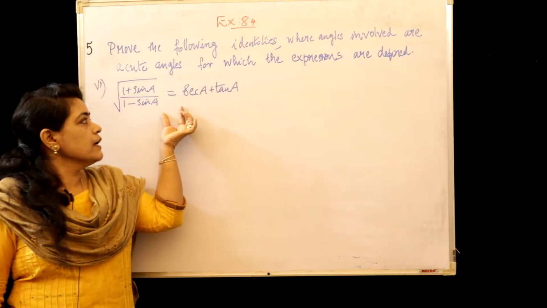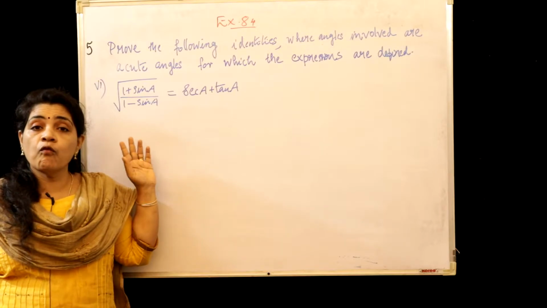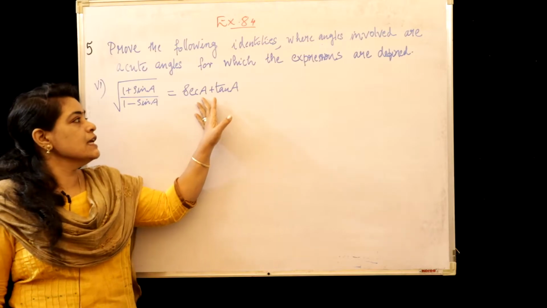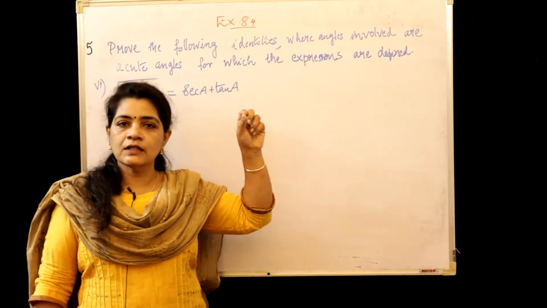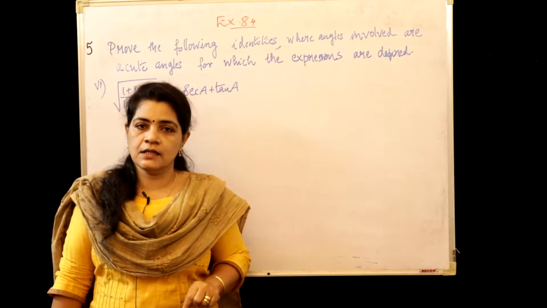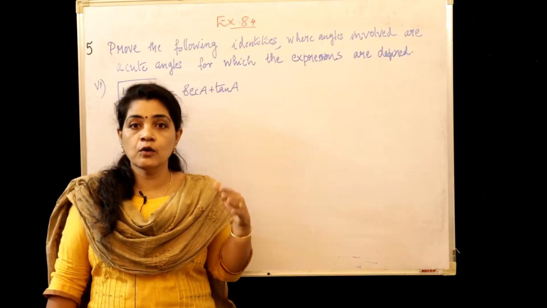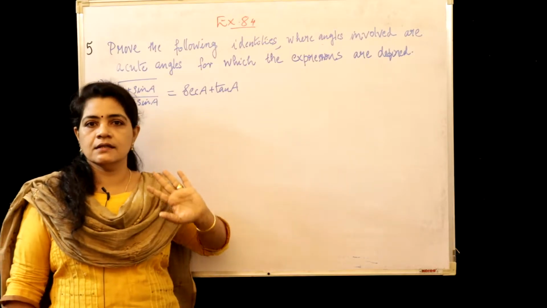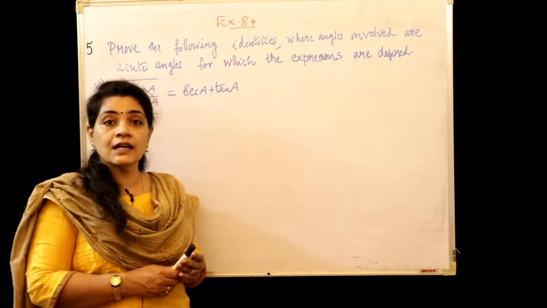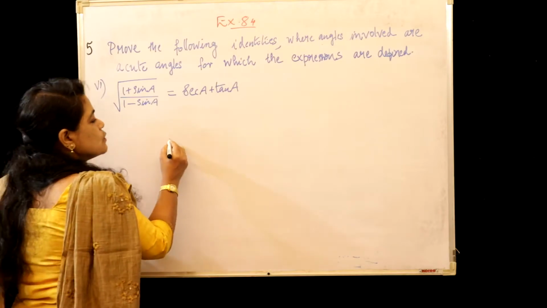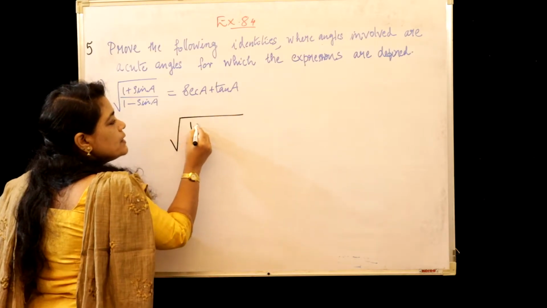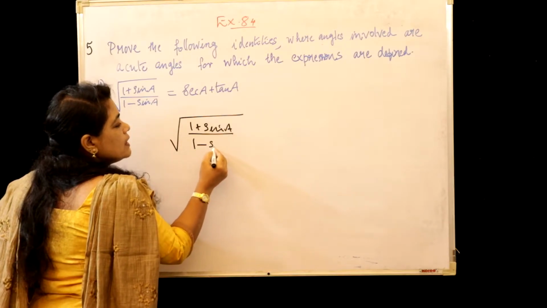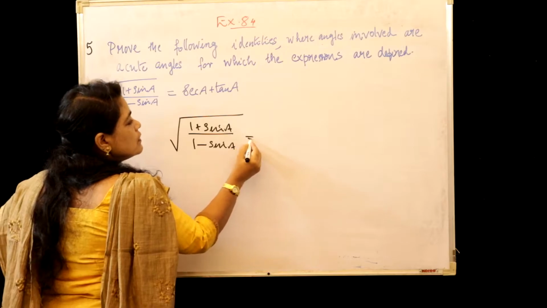Here we have the identity: root of (1 plus sin a) divided by (1 minus sin a) equals cosec a plus tan a. As I told, this is an identity. We are going to prove this by taking the LHS. We are going to solve the LHS part and show that it is equal to the RHS. That is the procedure. So we can start with this LHS, that is root of 1 plus sin a divided by 1 minus sin a.